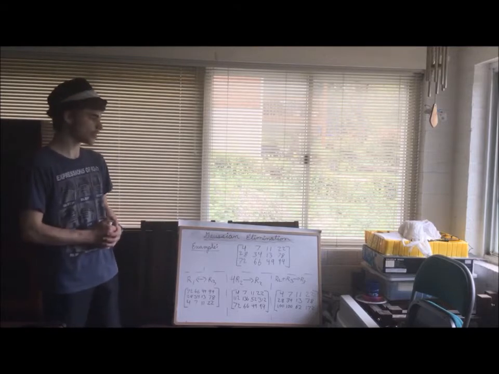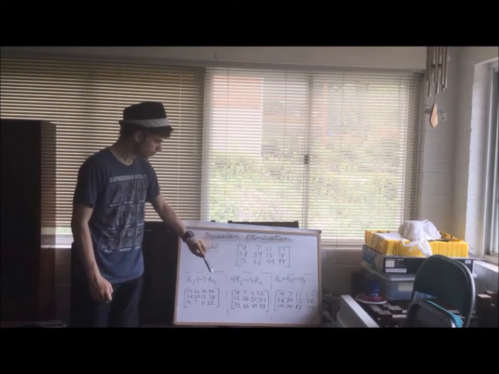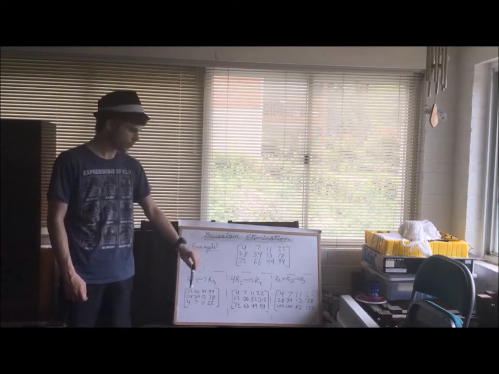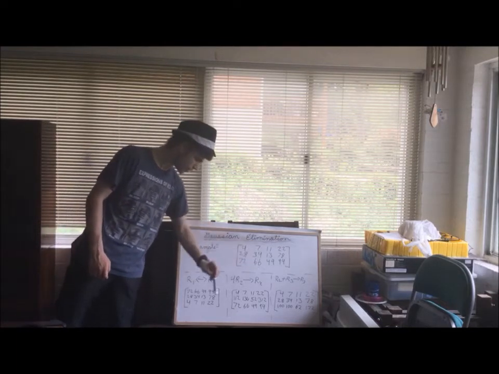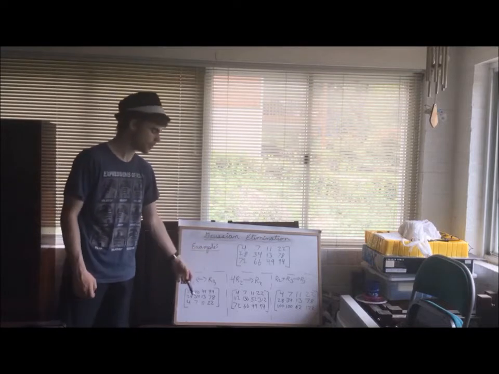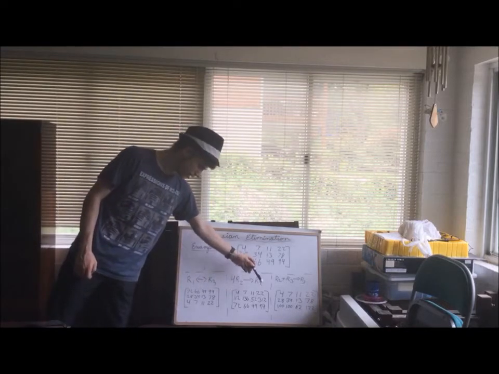Now, next I decided to take 4 times row 2 and make it the new row 2. So the first row stays the same as nothing happened to it, so it's still 4, 7, 11, 22. The third row stayed the same as nothing happened to it. So it's 72, 66, 49, 94.